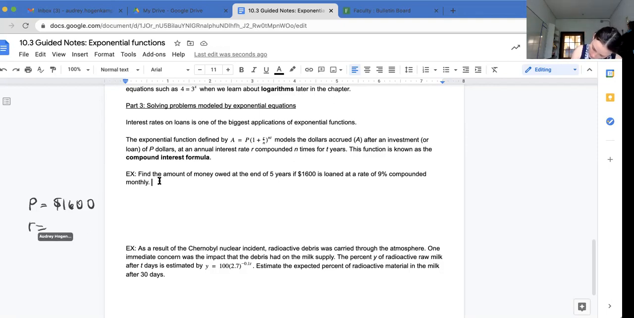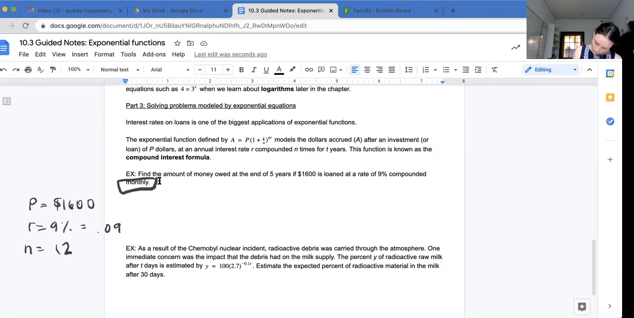R is the interest rate. This time the interest rate is 9%, which we write as the decimal 0.09. N is the number of times the interest is compounded in a year. Since we are compounded monthly, our N value is 12 because there are 12 months in a year. If it had been weekly, N would have been 52. If it had been daily, N would have been 365, because there are 365 days in most years. Can't forget about leap years. In this case, monthly, so N is equal to 12.